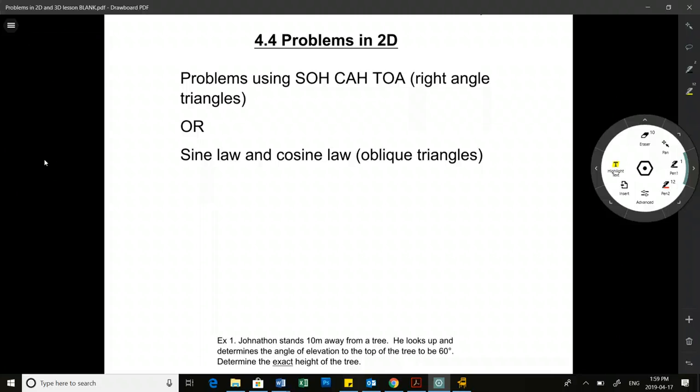cosine law. So just to remind you about these formulas here, we have a over sine A of capital A.